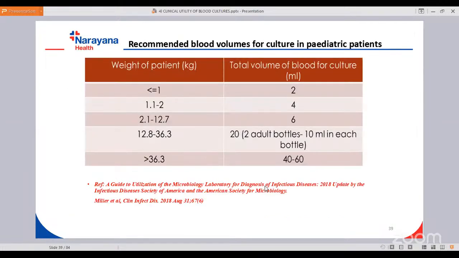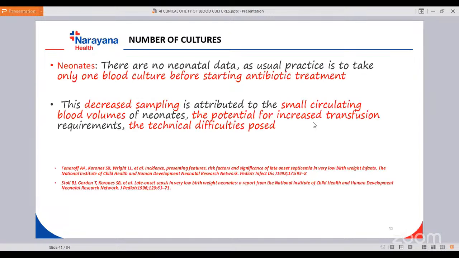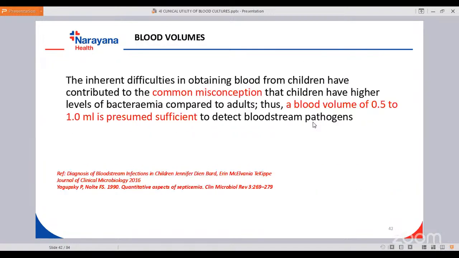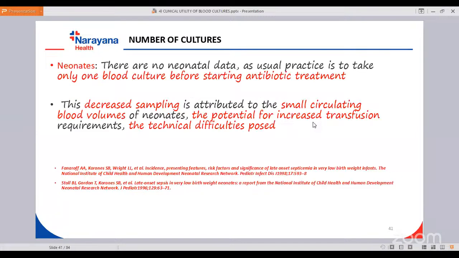What is the volumes of blood cultures? There's an IDSA 2018 guideline that tells you how much ml of blood based on the weight of the patient. So this amount of blood has to get into blood culture bottles. In case you're collecting blood which is more than 5 ml, it needs to get into 2 pediatric bottles or 1 single adult bottle. Okay. So these are articles that are telling you that there is a common concept.